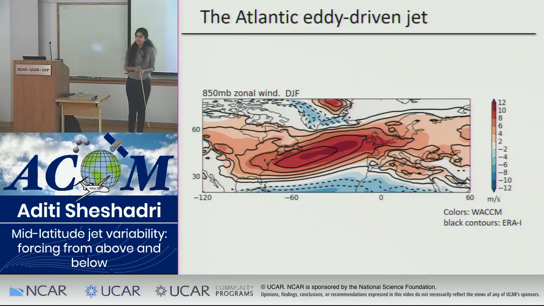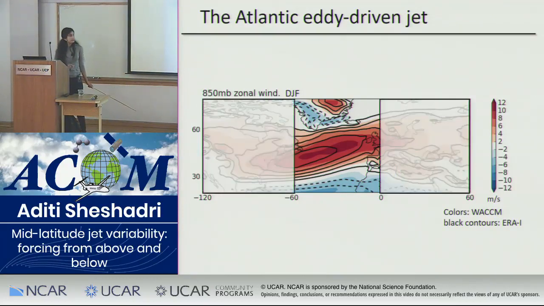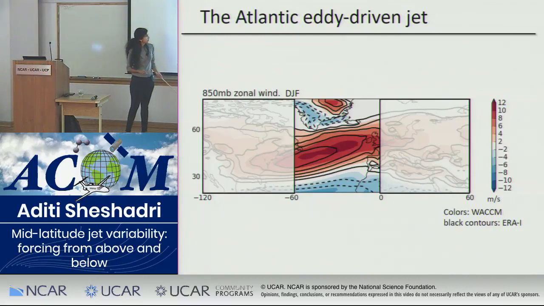Switching gears a little bit, everything I've been talking about so far has been the zonal mean picture of jet variability. I'm going to focus in now on the Atlantic jet stream, the Atlantic eddy-driven jet. So here it is. The colors are from WACCM, and the black contours are from ERA-Interim. So this is the thing that we're studying. And by the Atlantic basin, that's what I mean. These are the longitudes that we're going to study.